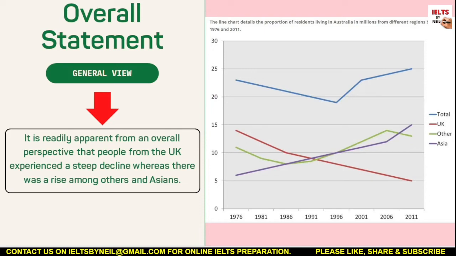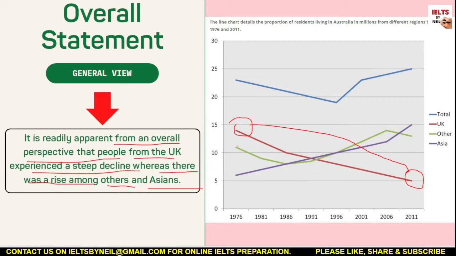Now it's saying it is readily apparent from an overall perspective that people from UK experienced a steep decline, means from here to here, it's a steep decline, that's true. Whereas there was a rise among others and Asians. Now from others and Asians, there was a rise, which is true. Okay, so these are the general trends.